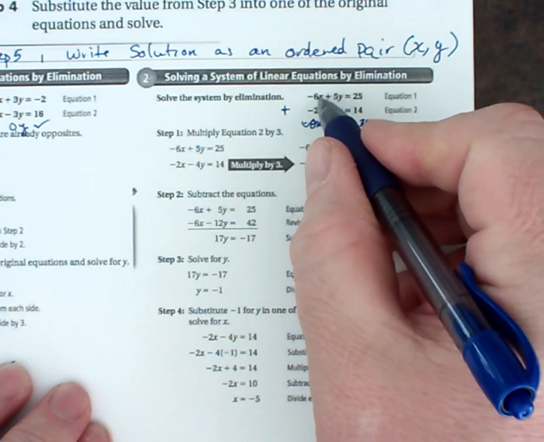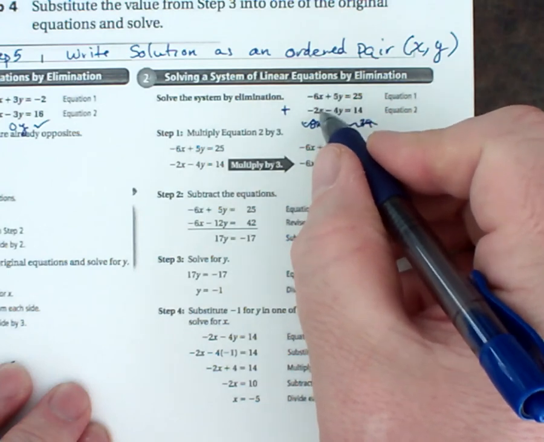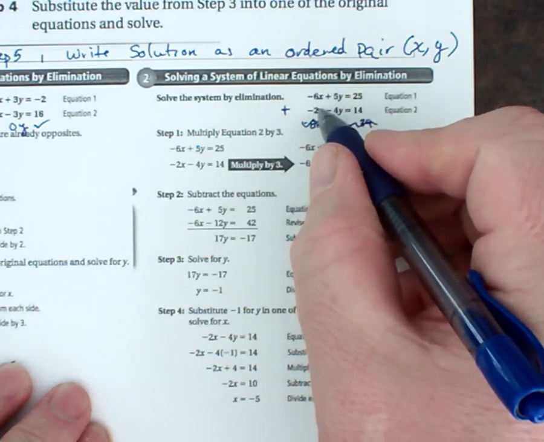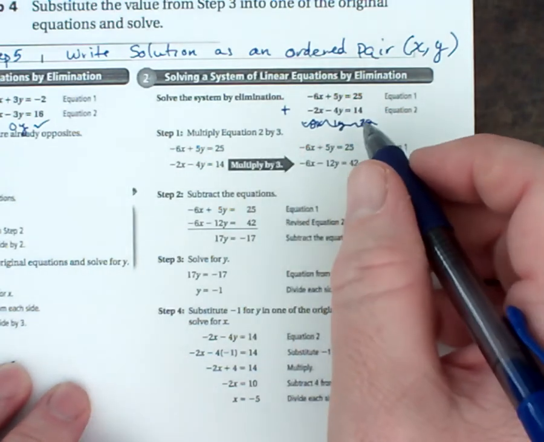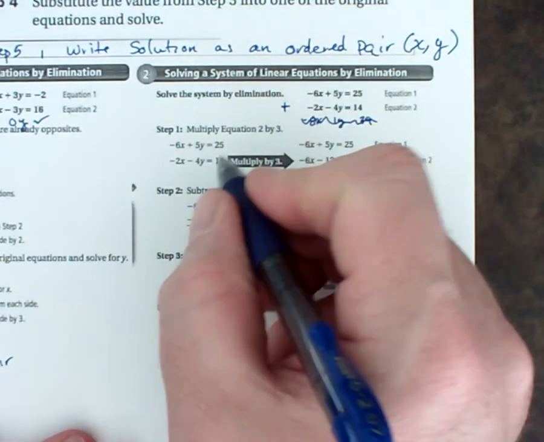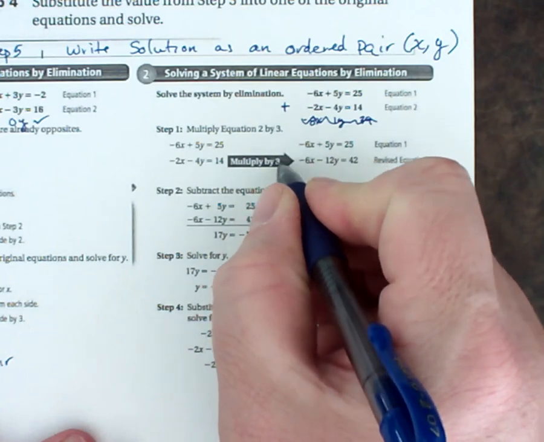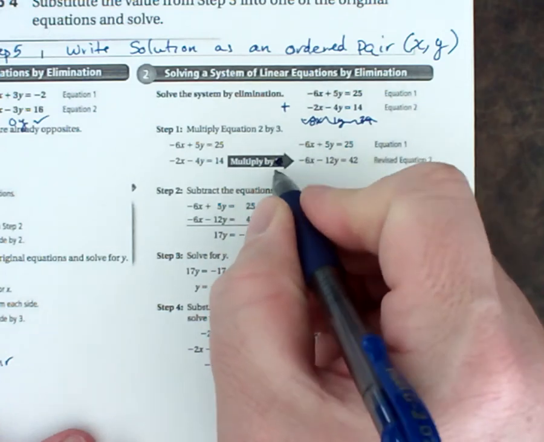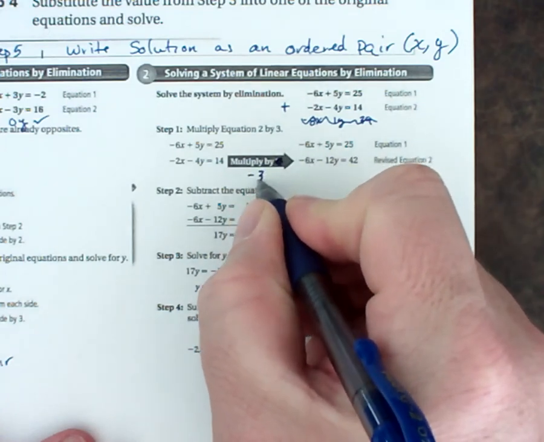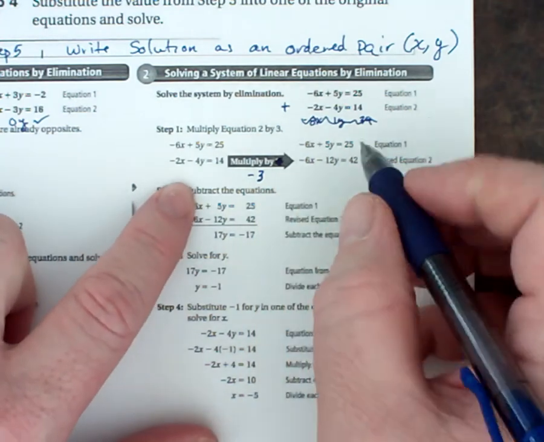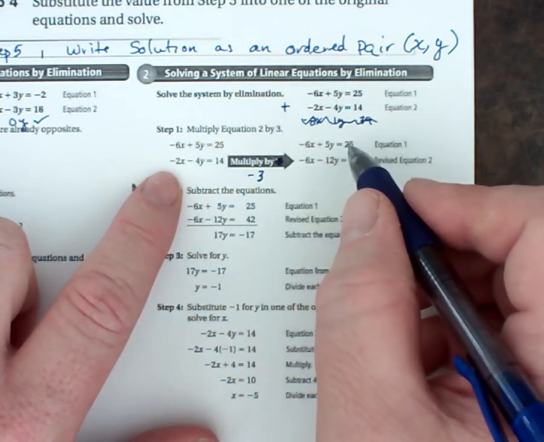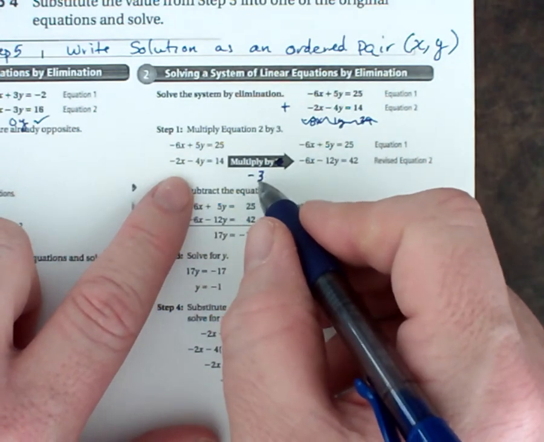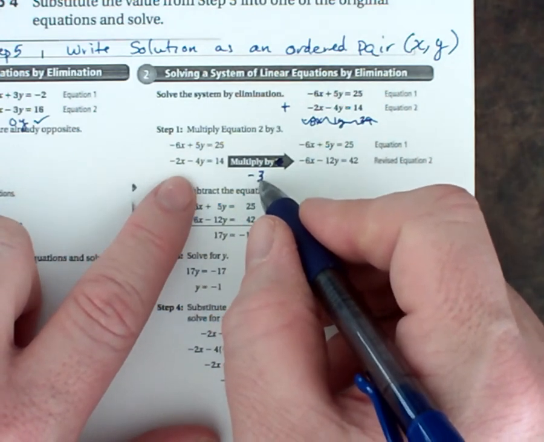So I need negative 6x. I can multiply by negative 3 to get positive 6x. They're going to subtract, but we're not going to subtract. We're going to just do adding. So let's multiply by negative 3 instead. I'm going to cross that off, and I'm going to multiply by negative 3. Nothing changed in the top equation. In the bottom equation, I'm going to multiply everything times negative 3.